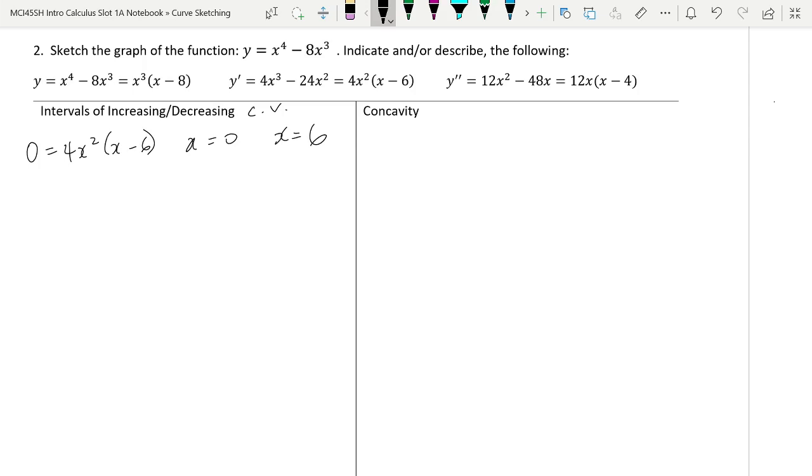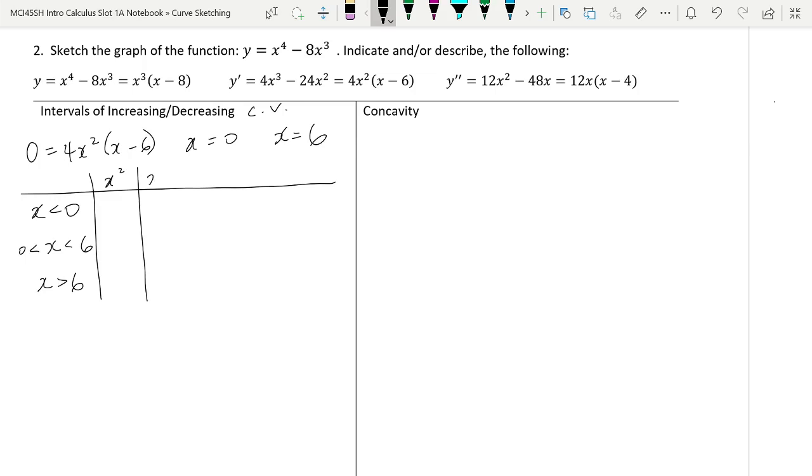But when I have 2 points, I like to break out the interval chart. So what happens when we're smaller than 0, between the two values, and bigger than the biggest value? I mean, you could avoid this chart and use greater than, less than inequalities if you wanted to, but I find the chart easy to organize my thinking. So I have two factors here. I have x squared. The 4 obviously doesn't really matter. And I have x minus 6.